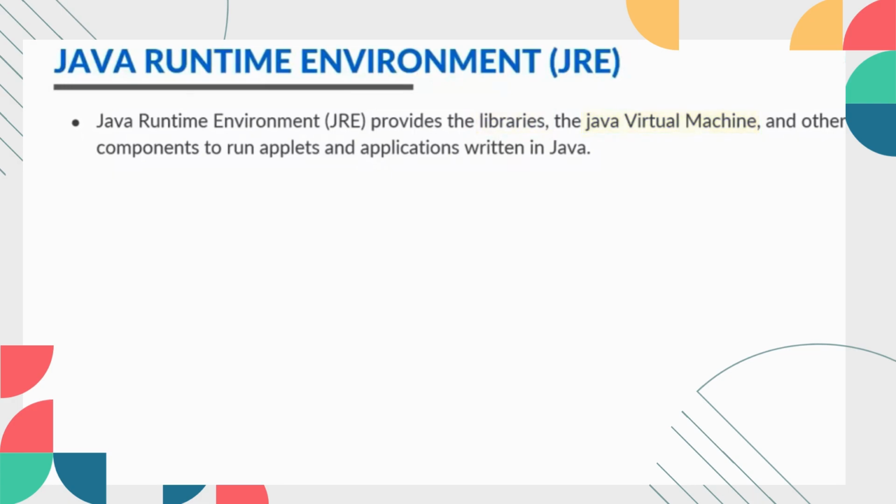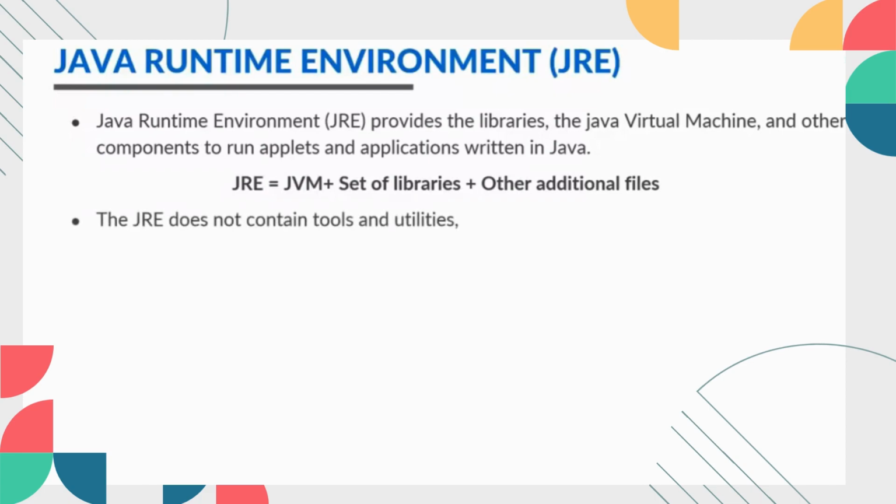I will first talk about JRE. JRE is basically the Java Runtime Environment. The Java Runtime Environment provides all the libraries, the Java Virtual Machine, and the other components used to run applications written in Java. It is used to provide the runtime environment. JVM was also released by Sun Microsystems, and it helps you understand how the packages need to be provided in the runtime environment.